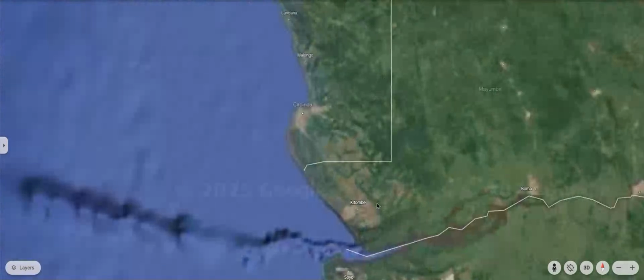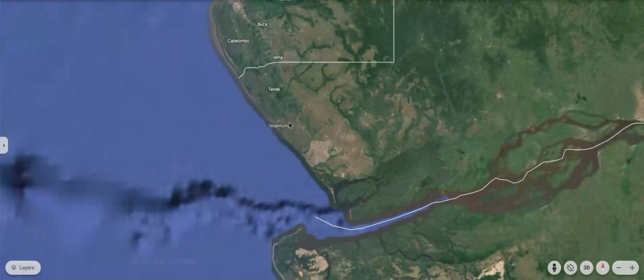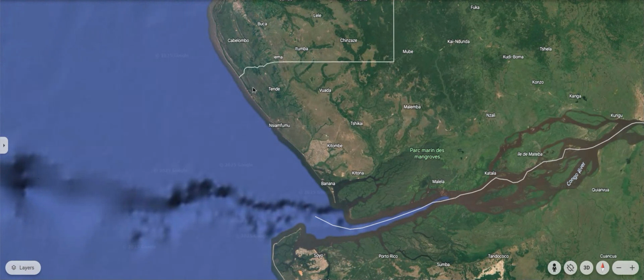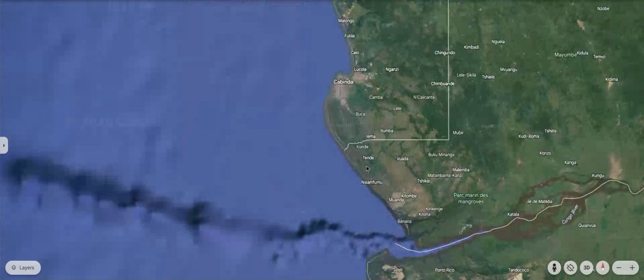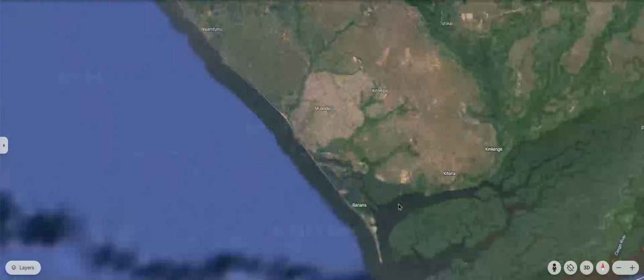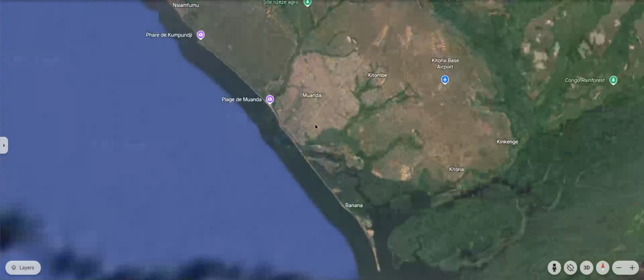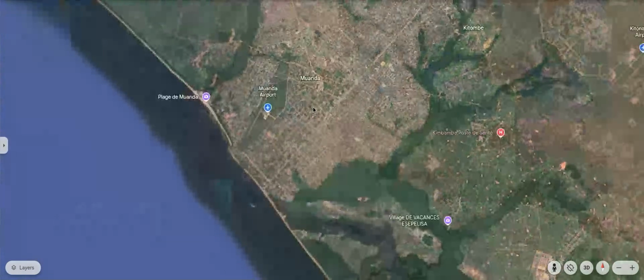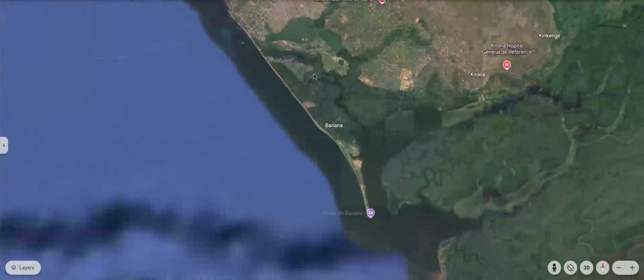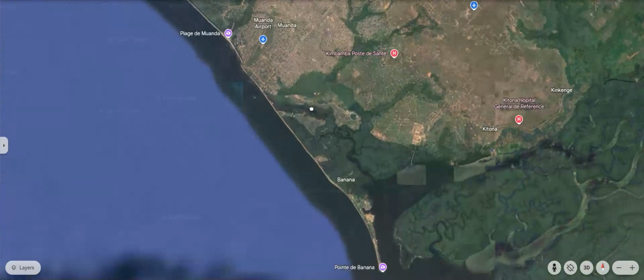That is this little coastline over here. So I don't really understand why the DRC, being the second largest country in the entire African continent, which is the second largest continent, I don't understand why they don't use this coastline to their advantage, because there's literally nothing here other than this little, I guess it's kind of like a city called Muanda. I think I said that right.